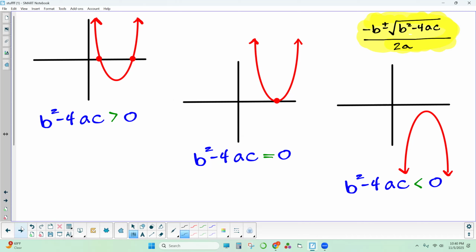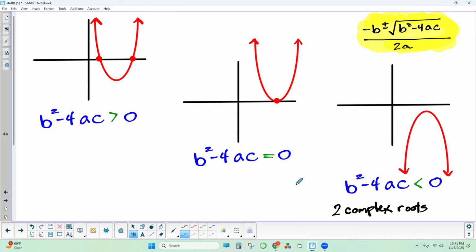So first, let's look over here on the right. If the discriminant is less than zero, what that means is we've got two complex roots, or what we would call imaginary. Okay? Two complex roots or imaginary. And what that means, if you look at the graph, is that our parabola does not cross the x-axis. So if it does not cross the x-axis, it does not have any real roots.